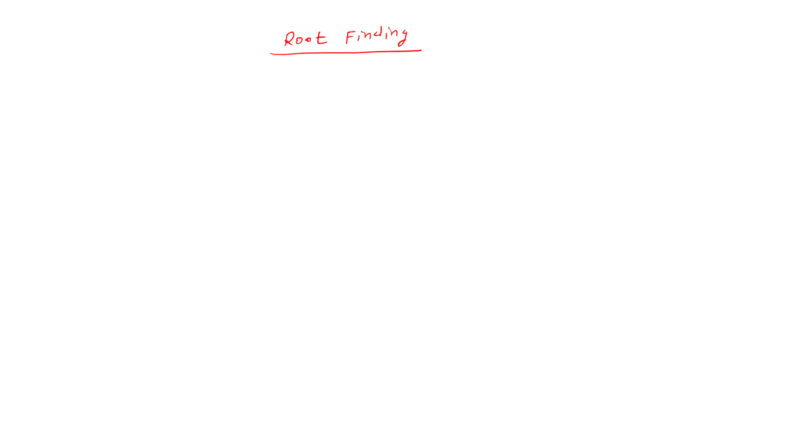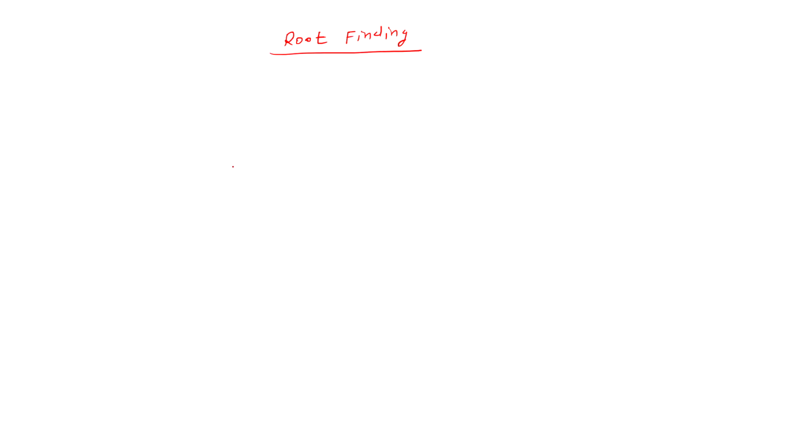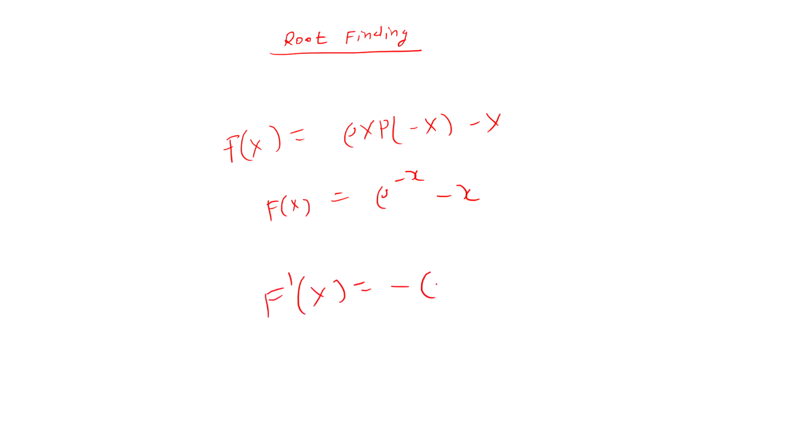Okay, so here I am with an example of Newton Raphson method that I have solved. So this is the example. The function f of x is nothing but exp minus x, or e to the power minus x. This is my f of x. That will make f prime x as minus e to the power minus x minus 1.